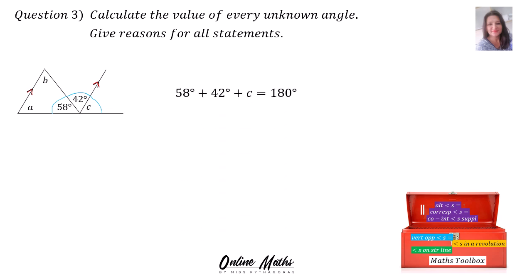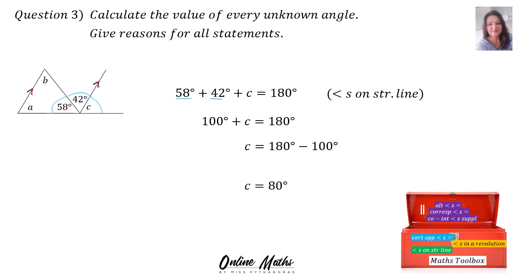Then you can start by saying 58 plus 42 degrees plus C is equal to 180 degrees. And then you have to add a reason for your statement, and your reason is angles on a straight line. And now we can solve C. 58 plus 42 is 100. Plus C, let's solve C. 180 minus 100, C is 80 degrees. And then my advice to you is the minute you have some unknowns value, then you add it on your sketch.